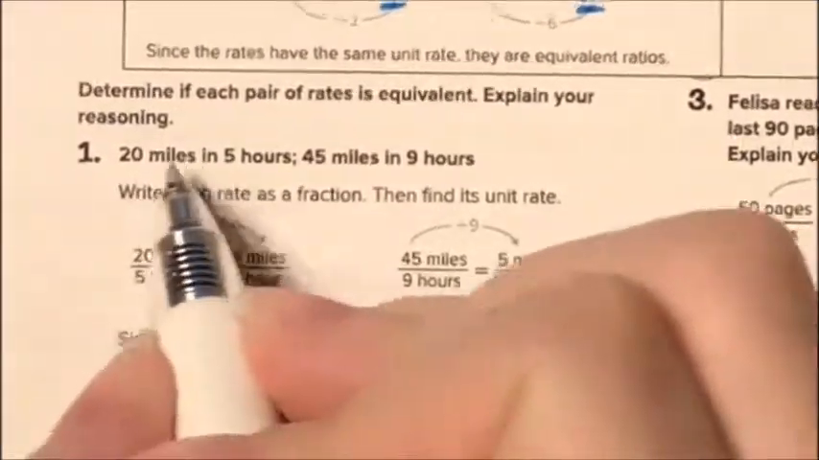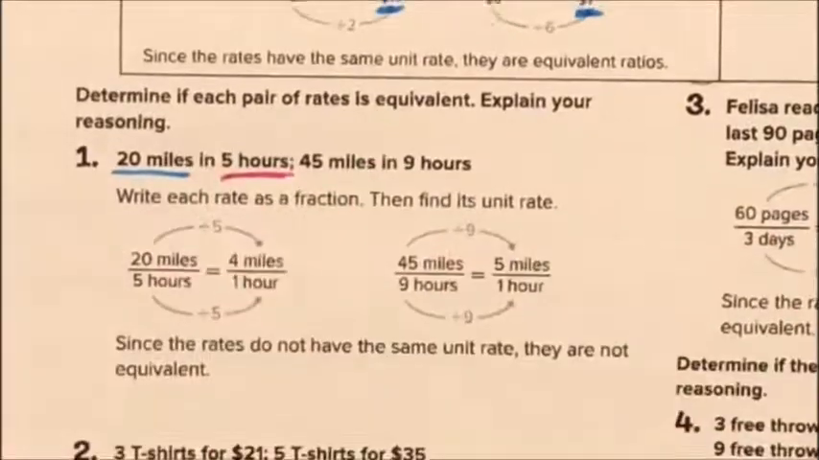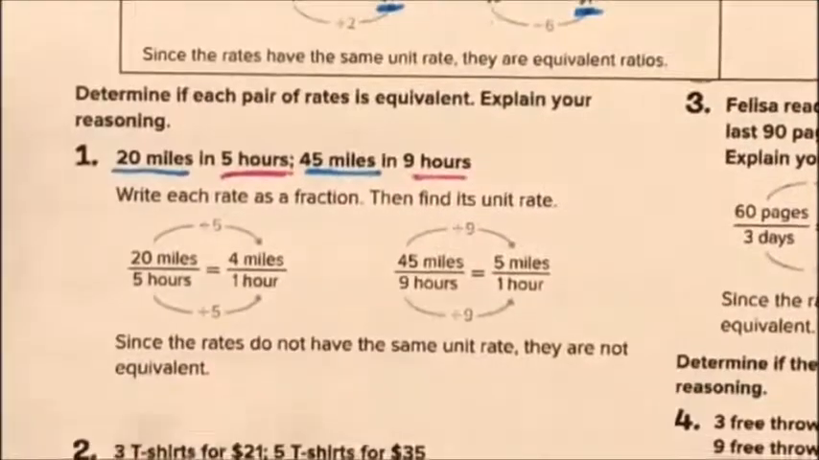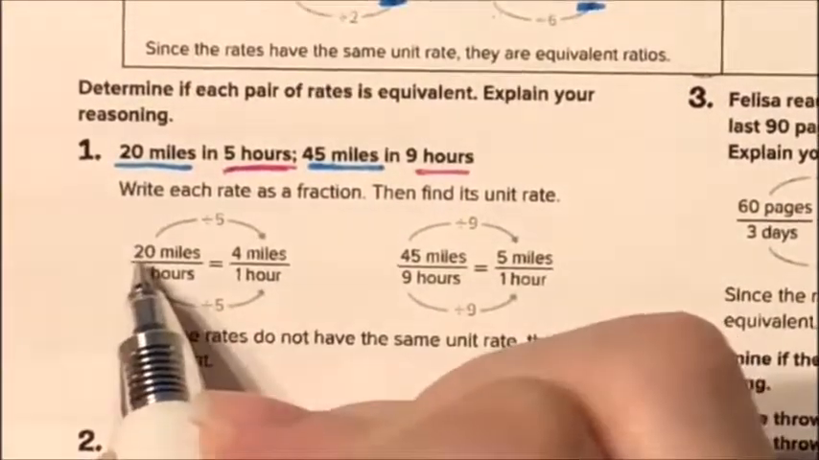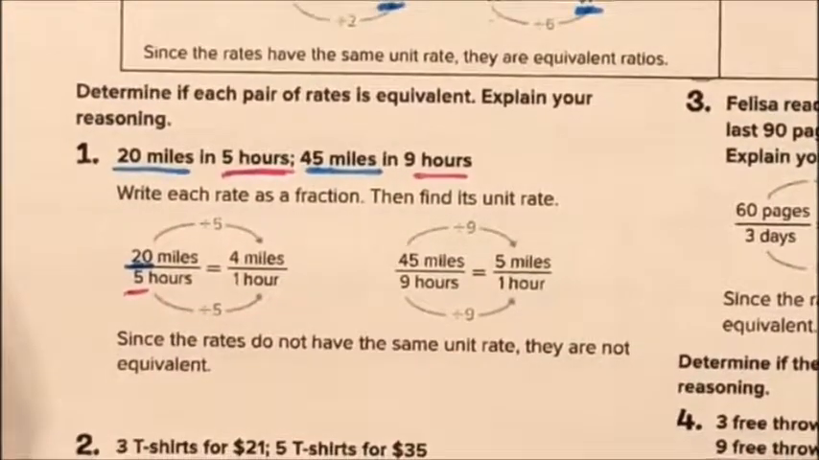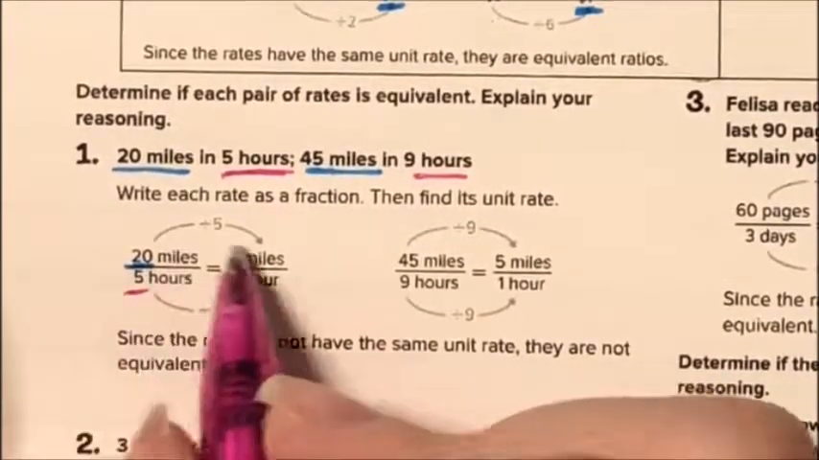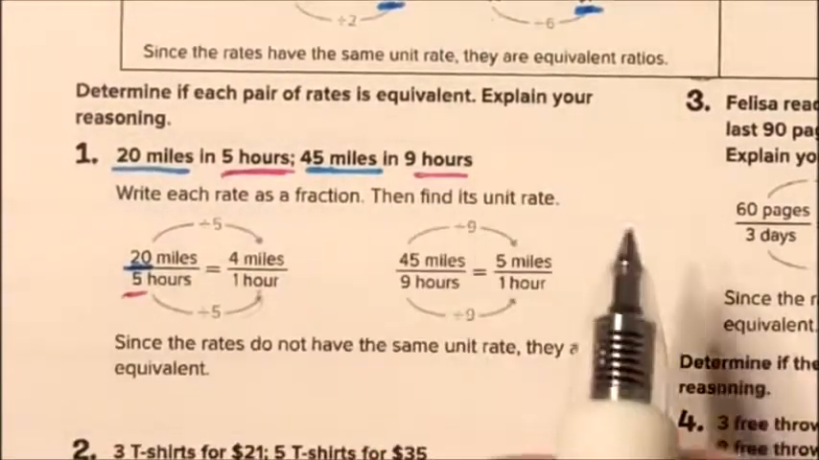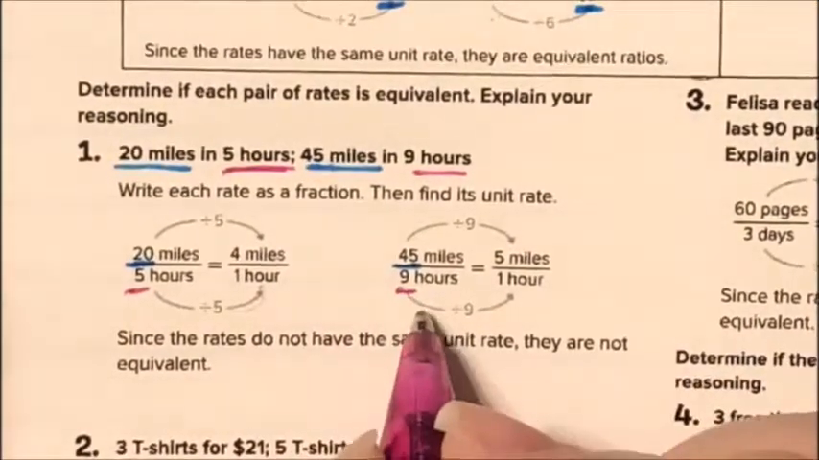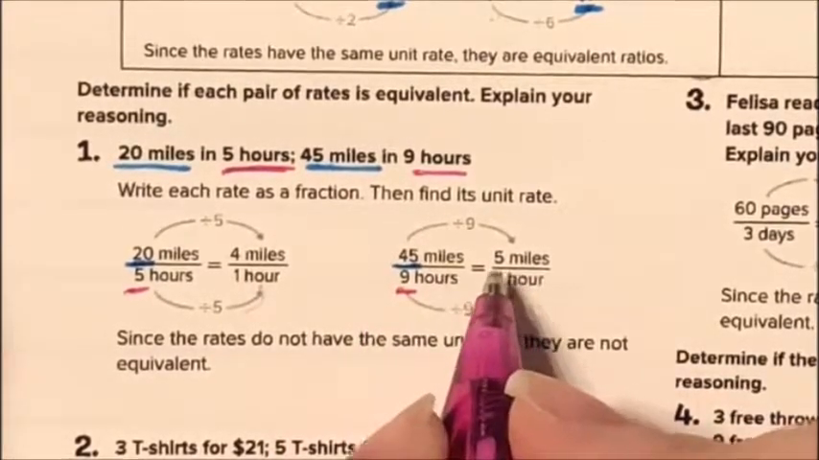20 miles in 5 hours, so there's my first one, 20 miles in 5 hours to 45 miles in 9 hours, okay? So the first rate I have is 20 to 5, okay? Now I want to do this as a unit rate, so I'm going to divide both by 5. So 5 divided by 5 gives me 1, 20 divided by 5 gives me 4, okay? Then I have 45 to 9. I want to get this down to 1. So 9 divided by 9 gives me 1, 45 divided by 9 gives me 5.